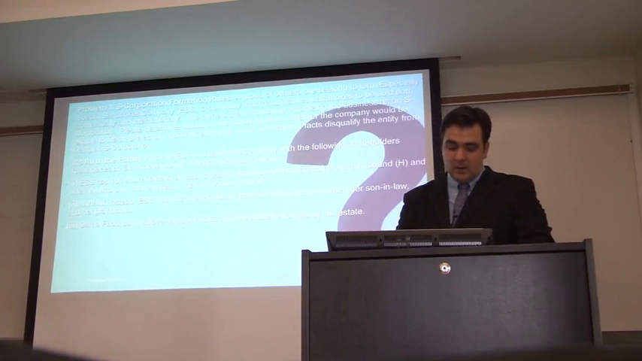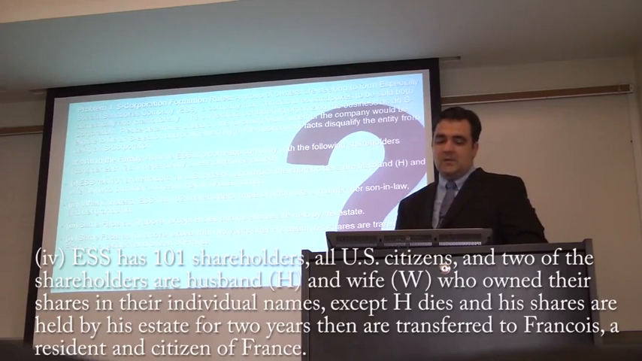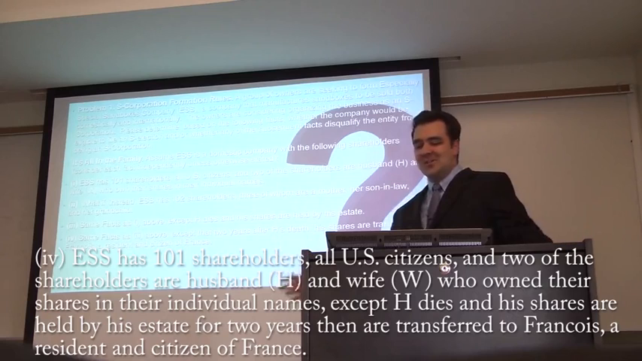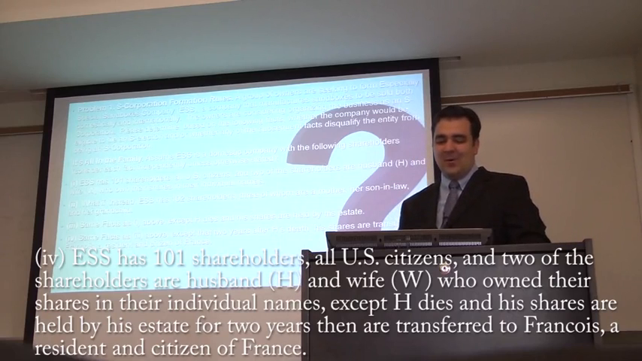So same facts as 3 above, the one we just did, except now we're looking 2 years later. So 2 years later, after H's death, his shares are transferred to Francois, a resident and citizen of France. So I don't know why he didn't give his shares to his wife. Most people give their money to their spouse when they die, but hey, who am I to judge? This is just some random person. So what's going to happen in this case?